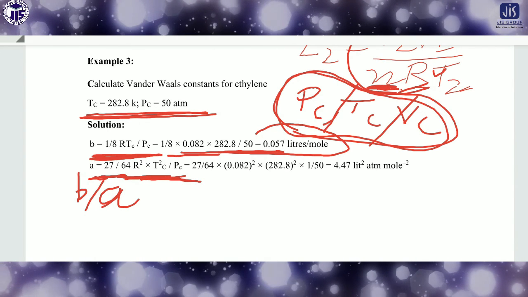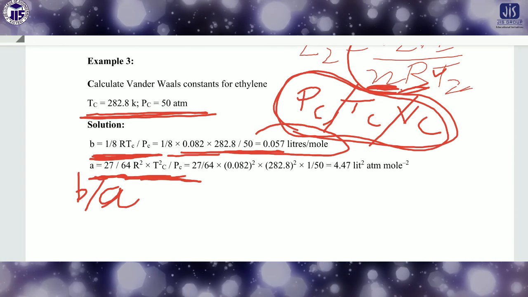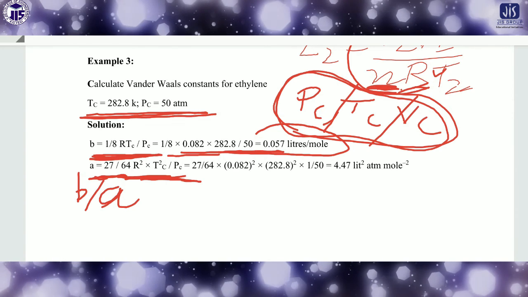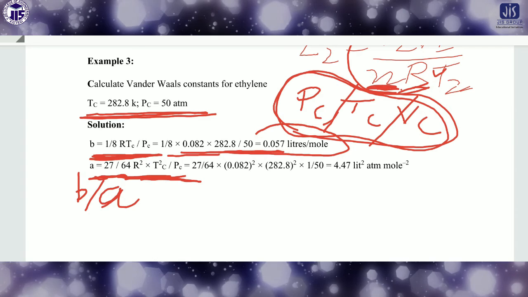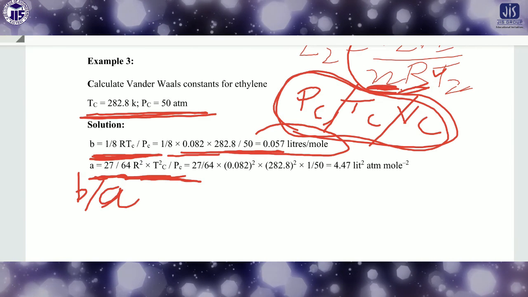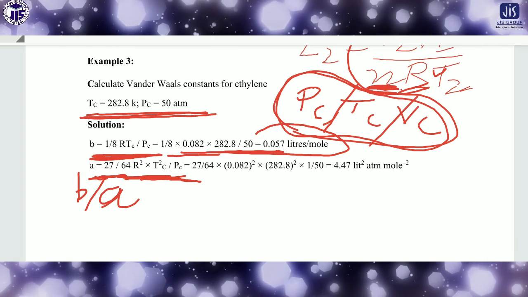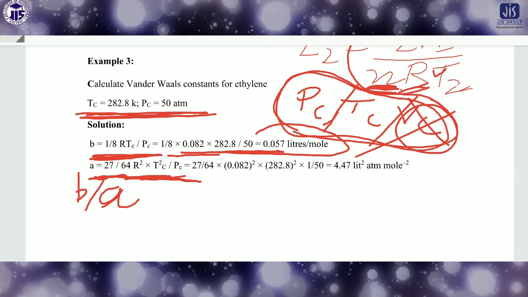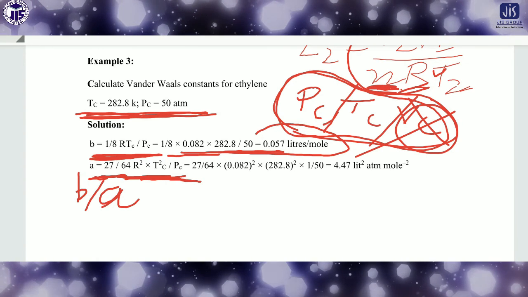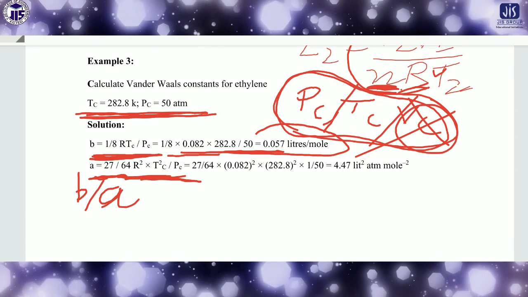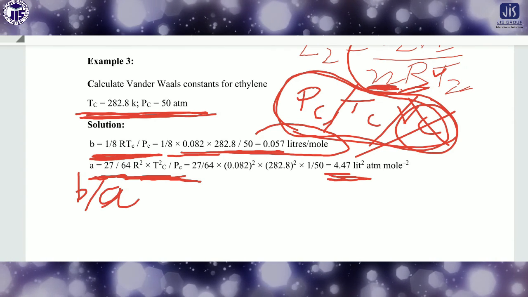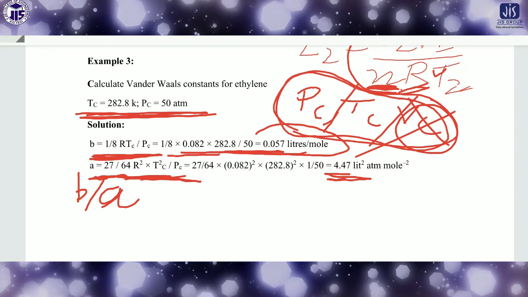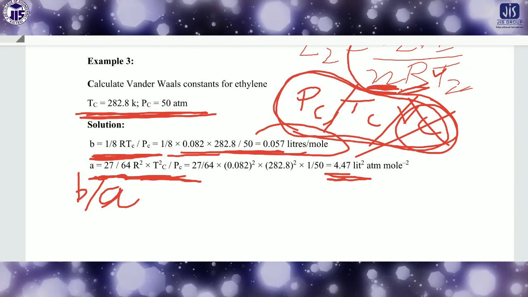Here also TC and PC are given. The aim in solving this type of problem is that the VC value is not available, so you arrange the two equations in such a way that there will be no VC, because only TC and PC values are given. In this way you can find that the a value will be 4.47 and the b value will be 0.0557 liter per mole.